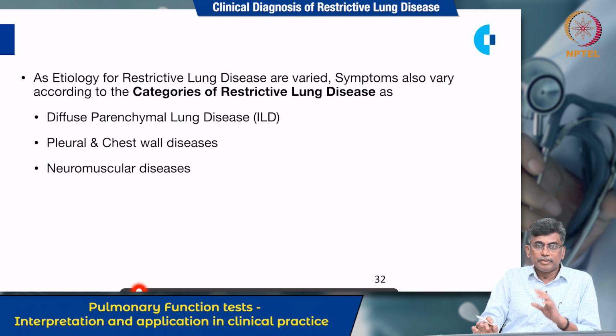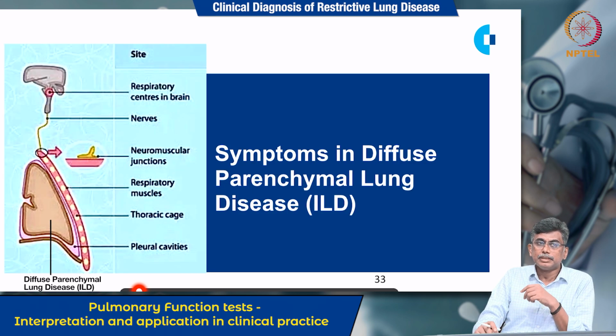Now among these 6 cardinal symptoms, to diagnose restrictive lung disease, we have certain symptoms which are important, and these symptoms vary according to the type of the restrictive lung disease. Like in diffuse parenchymal lung disease or ILD, your symptoms will be different. Pleural or chest wall diseases, it will be different. Neuromuscular disease, it will be different. So we will see what these symptoms are.